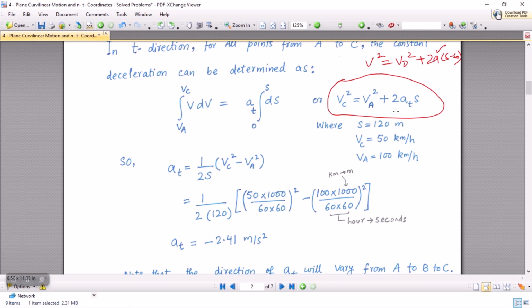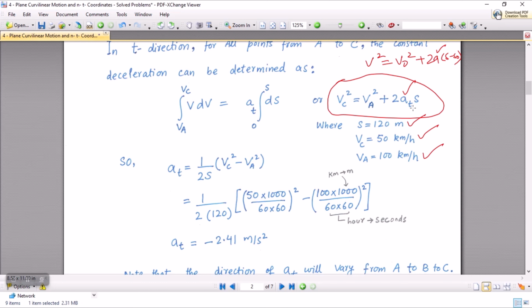So that equation we should apply now with S equal to 120 meters, V sub c, the final velocity, 50 kilometers per hour, and the initial velocity V sub a of 100 kilometers per hour. The acceleration will become A sub t, the tangential component of acceleration, and it should be a deceleration. Later on, when we determined it, it came out to be negative, confirming that there is an actual negative acceleration between A and C.